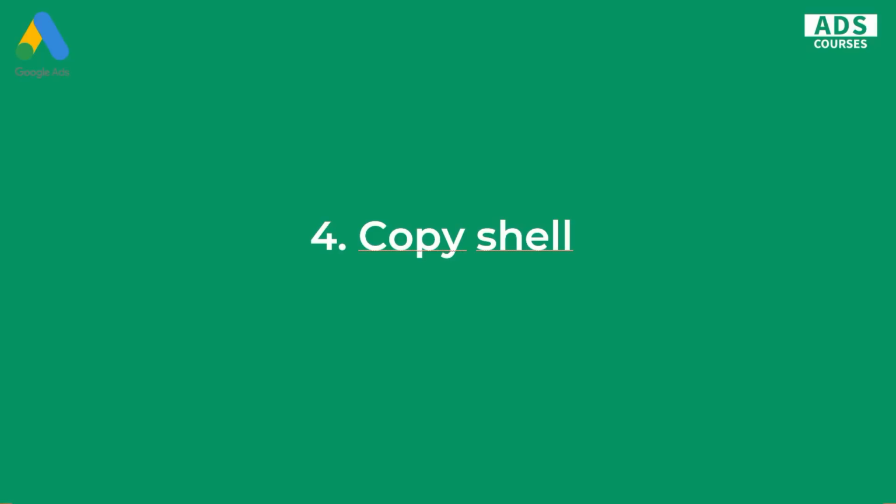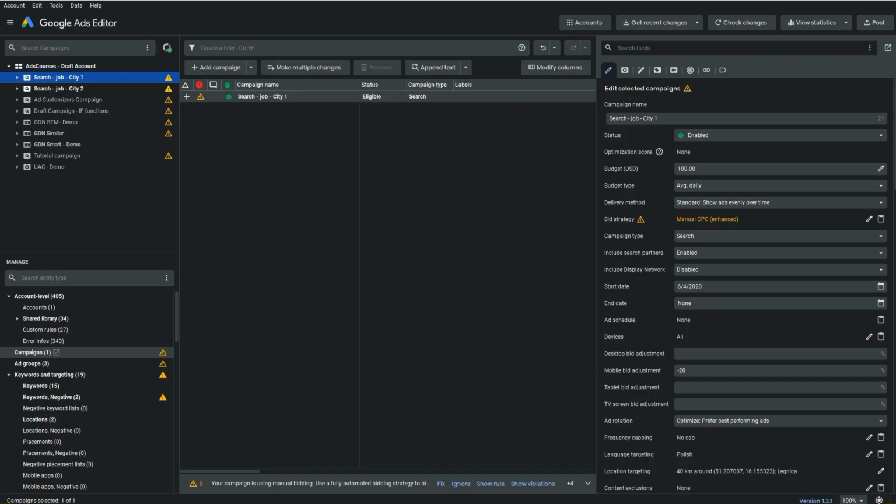Okay, so number 4 is copy shell. Okay, so sometimes you want to only paste certain aspects of the campaign, like for example, devices, bid modifications or settings, or ad schedule, or bid strategy, right? Or frequency capping. So you can do this in Google Ads Editor in seconds, and it's very useful. I actually use it a lot for ad schedule.